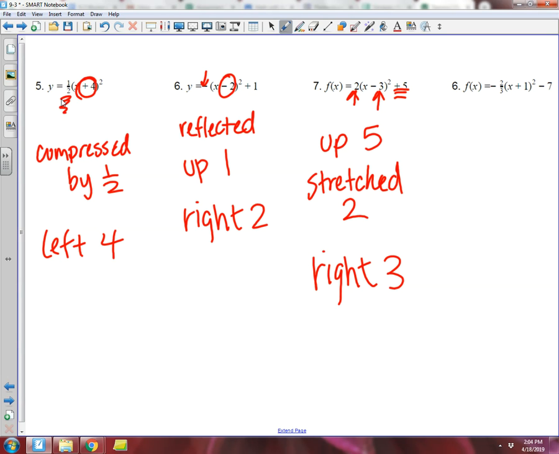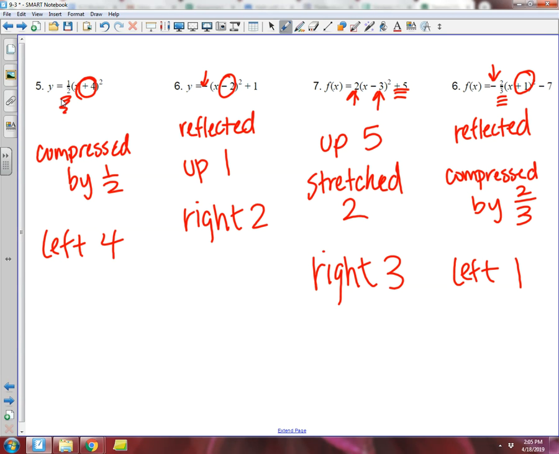Now, everything possible that could happen to a function is happening in this next one. The most you can ever come up with is 4 things happening. This tells me reflected. Now, is it stretched? This is less than 1, so it's going to be compressed. But it's really not compressed that much because 2/3 is relatively close to 1, isn't it? So it's just going to be a little bit wider. This tells me left 1. And this over here tells me down 7.